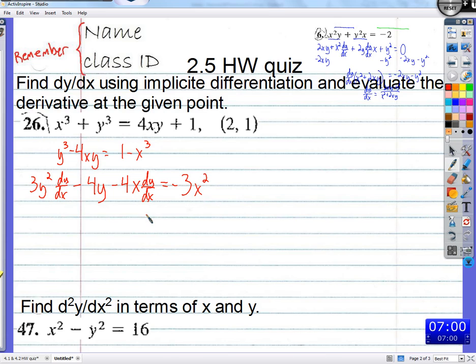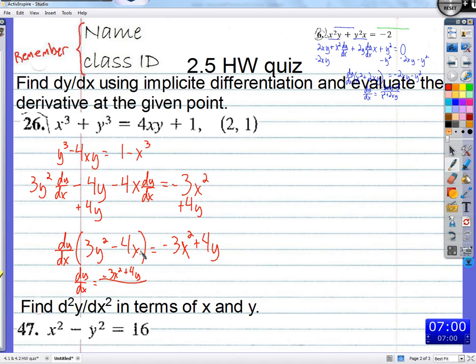Okay, so now we can get rid of this guy, add 4y to both sides. And at the same time, we'll factor out the dy dx term that both of these have. So we got 3y squared minus 4x times dy dx equals negative 3x squared plus 4y. So dy dx equals negative 3x squared plus 4y, divided by, we're going to divide the whole thing, by 3y squared minus 4x.